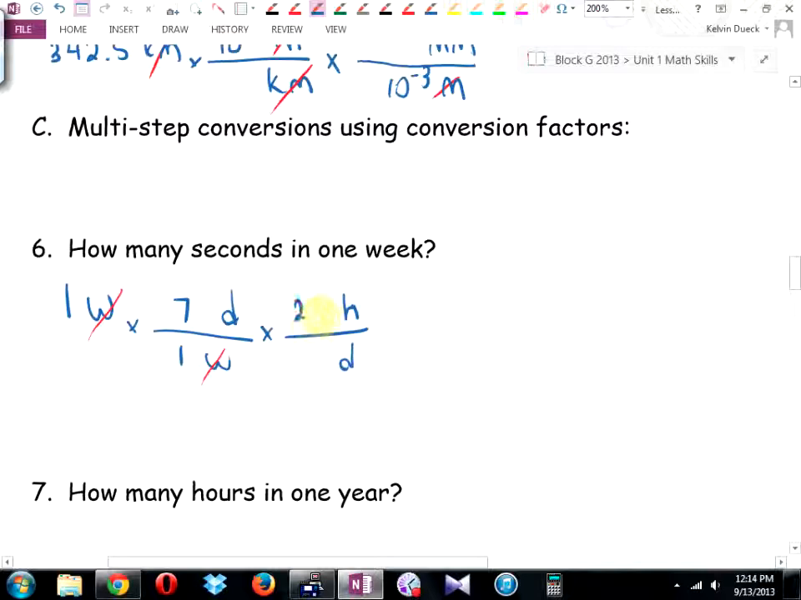24 hours? 1 day? Oh, I don't know. I haven't got there yet. Rob, the days would cancel, yes? We're in hours. What do we want to end up in?